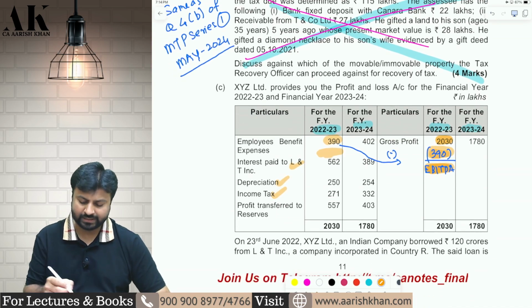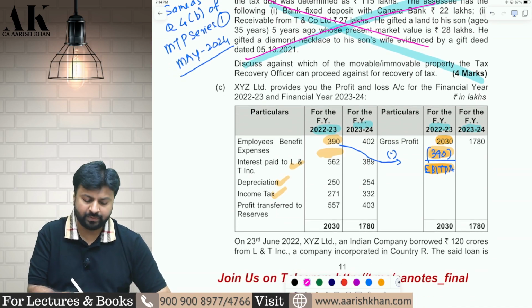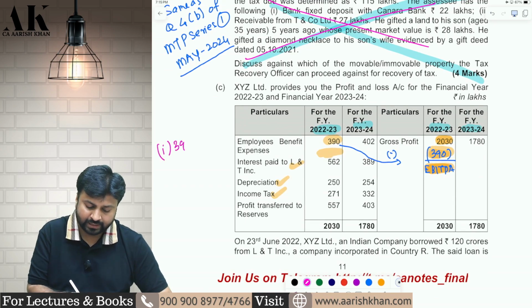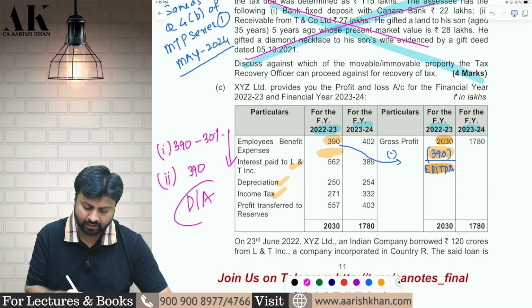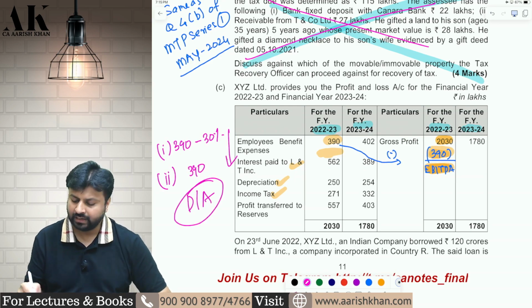Okay. Now, how much interest is disallowed under 94B? Point number 1. Whatever is the interest, 390, minus 30% of EBITDA, compare with what? Interest paid or payable to associate enterprise, whichever is lower will be disallowed under 94B, and the balance will be allowed. Okay. And then you compute what?